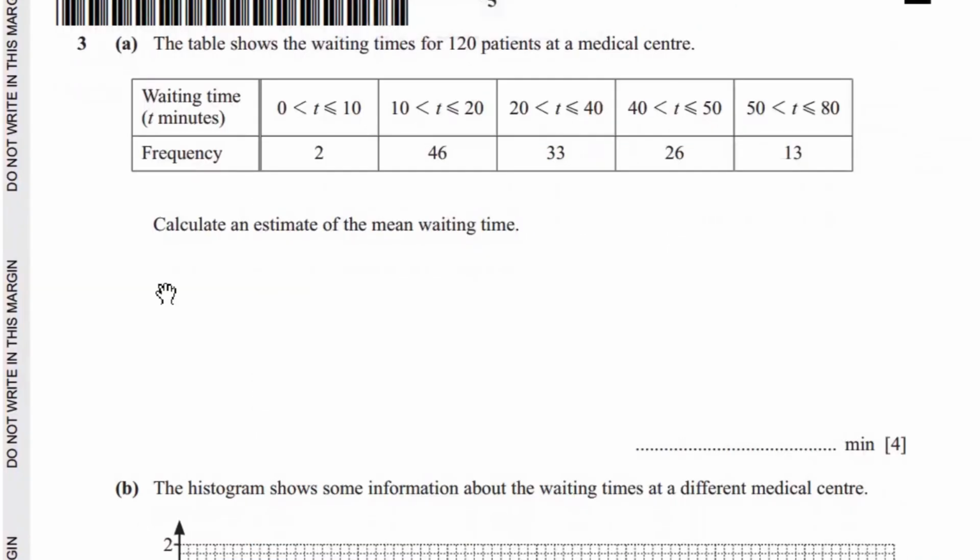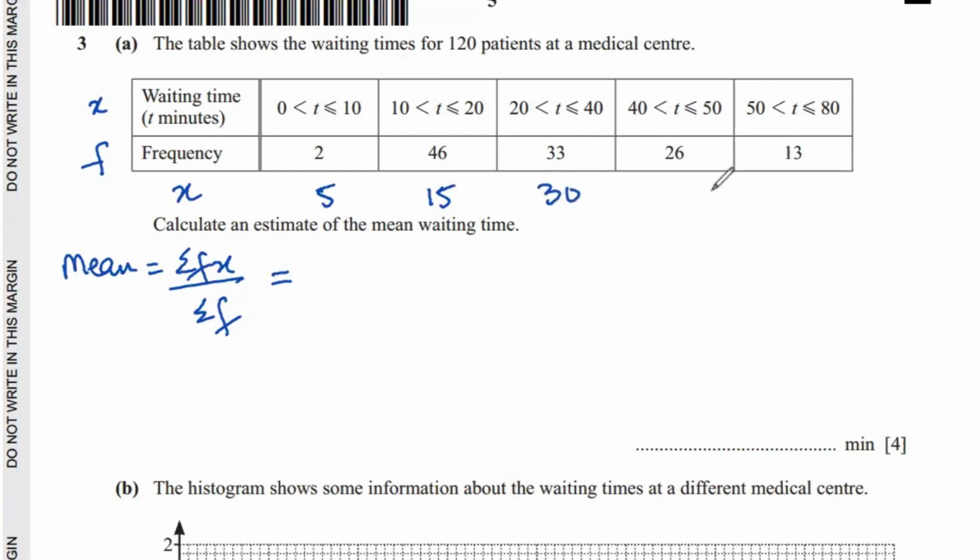Question 3 says the table shows the waiting times for 120 patients at a medical center. Calculate an estimate of the mean waiting time. So for the mean waiting time, the formula we use is sigma fx over sigma f. This is x, this is f. So over here, since we have intervals, we need to find the midpoint. The midpoint of 0 and 10 is 5. For 10 and 20, it's 15. For 20 and 40, it's 30. For 40 and 50, it's 45. For 50 and 80, it's going to be 65.